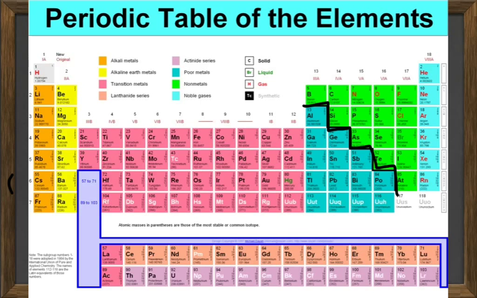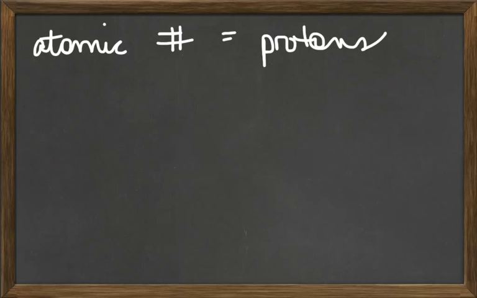Let's look at some of the information that is contained within each block of the periodic table. Okay, there are different numbers. The numbers at the top, 1, 2, 3, 4, 5, 6, those are known as the atomic number. The atomic number tells you how many protons an element has.